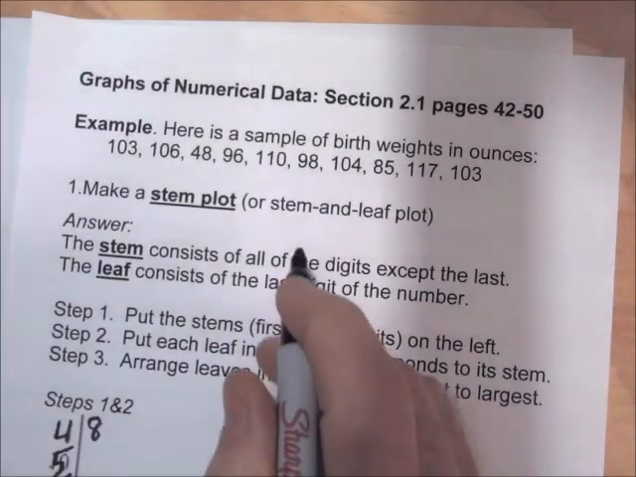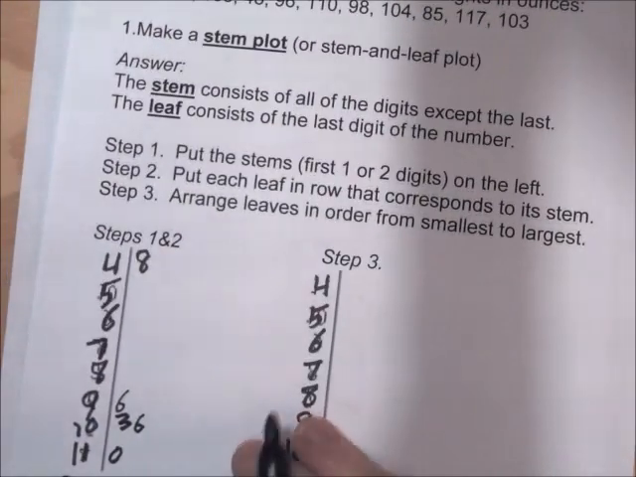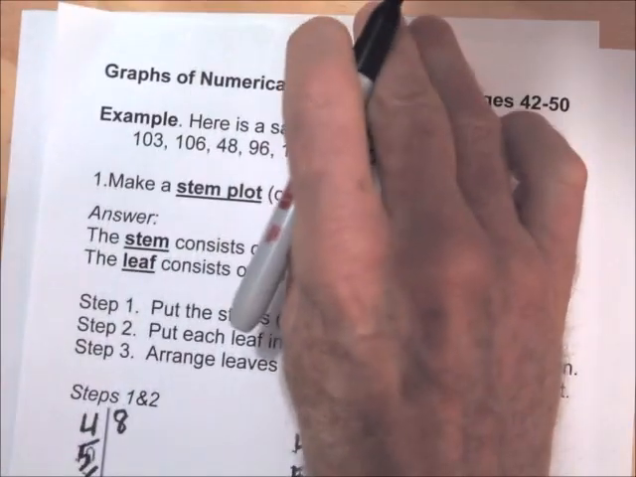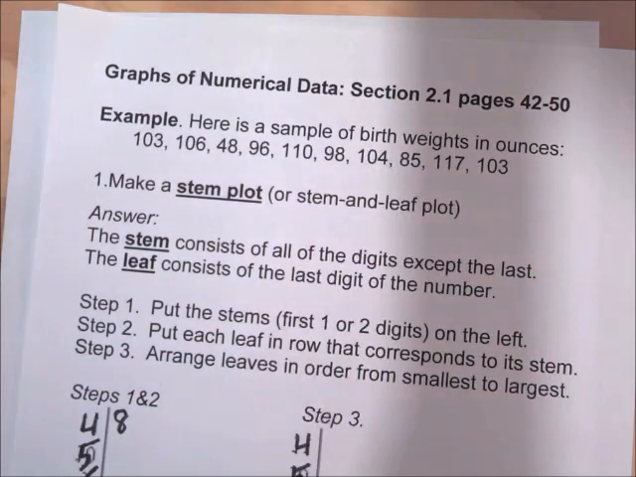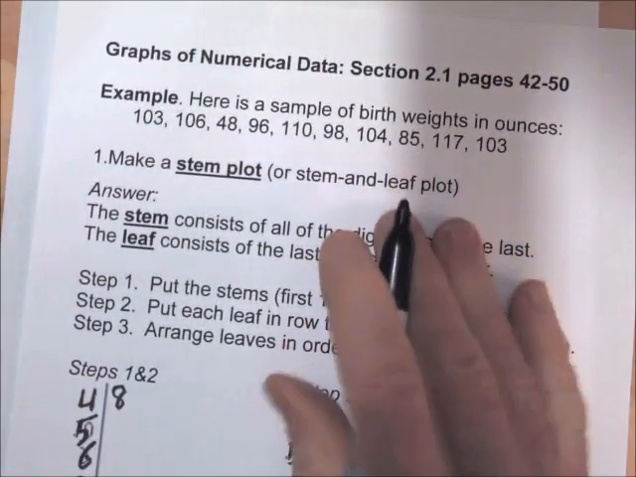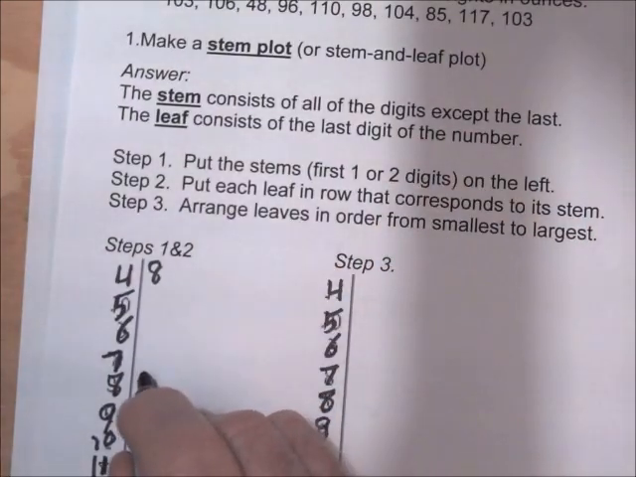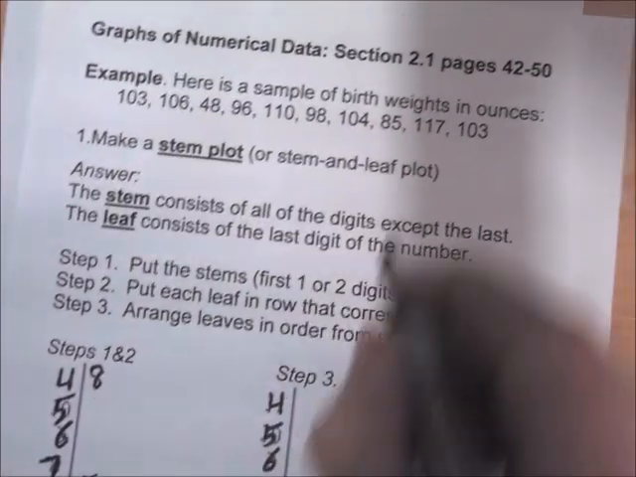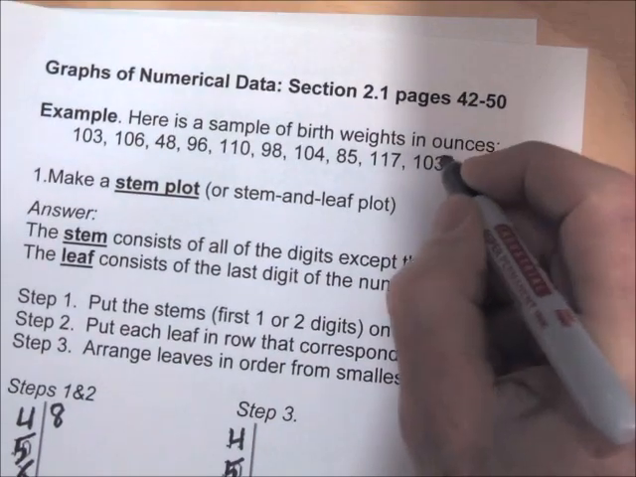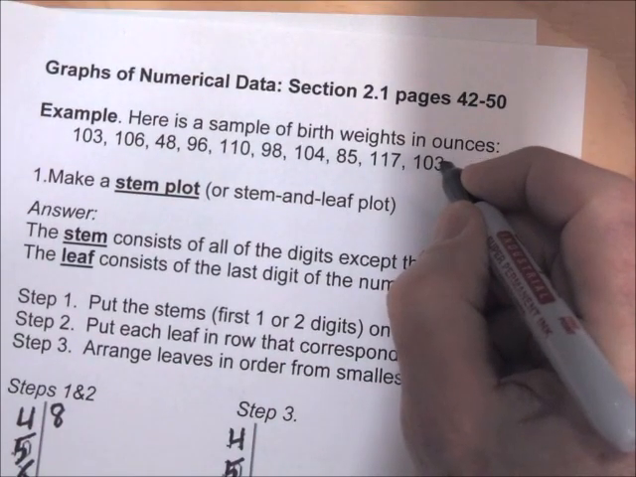98 ounce baby, put an 8 in row 9. 104 ounce baby, put a 4 in row 10. 85 ounce baby, put a 5 in row 8. 117 ounce baby, put a 7 in row 11. A second 103 ounce baby, put a 3 in row 10.